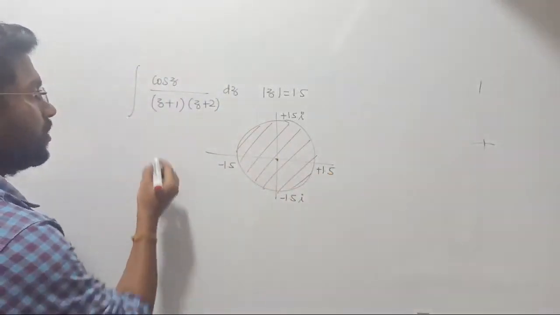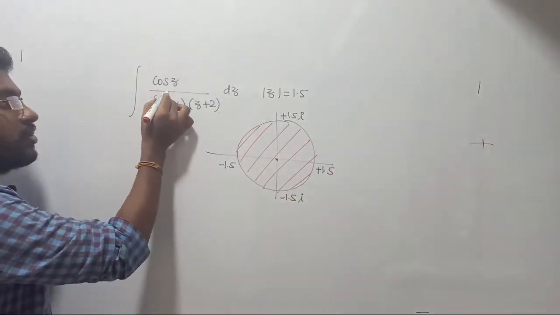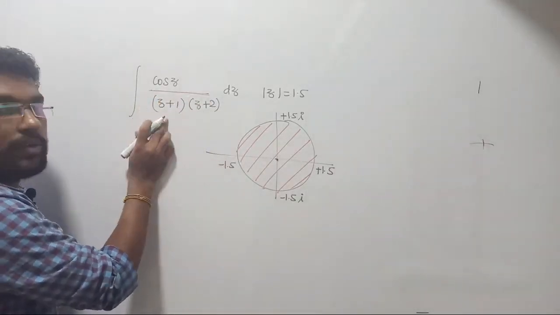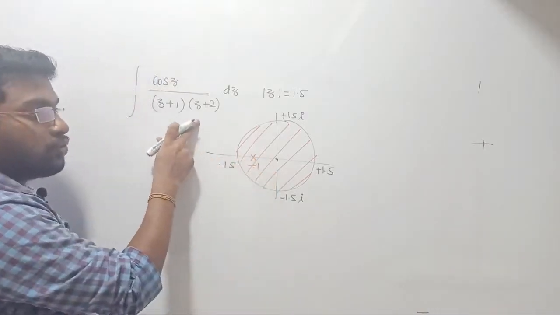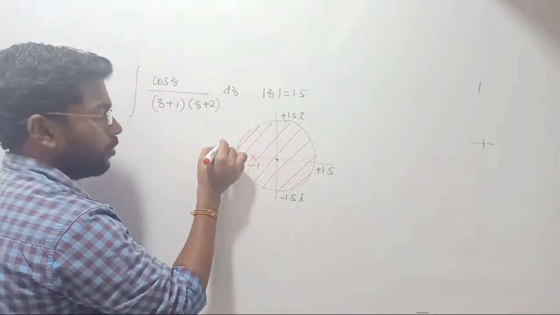Now place the poles. There are two poles given, right? The function's denominator terms are the poles. Z plus 1 means z equal to minus 1. So here I have a pole. Z plus 2 means z equal to minus 2. I have one more pole.